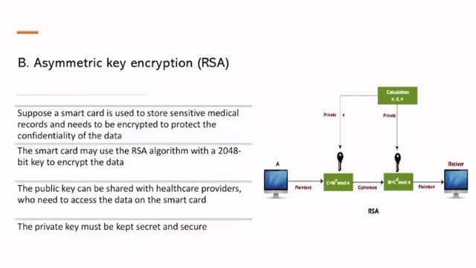For example, suppose a smart card is used to store sensitive medical records that need to be encrypted to protect the confidentiality of the data. The smart card may use the RSA algorithm with a 2048-bit key to encrypt the data. The public key can be shared with healthcare providers who need to access the data on the smart card. The private key must be kept secret and secure.